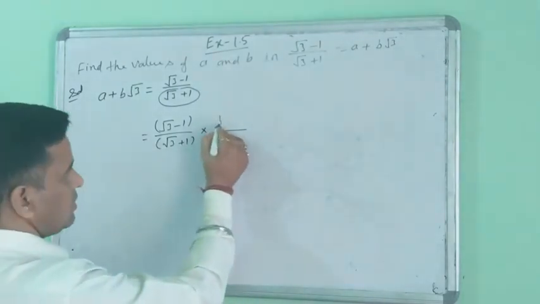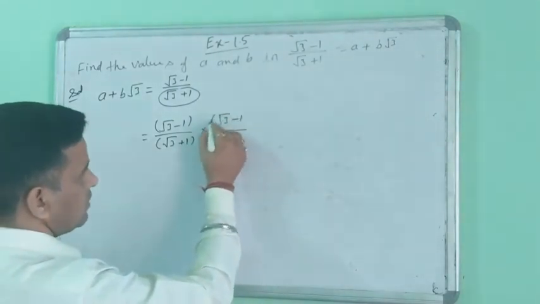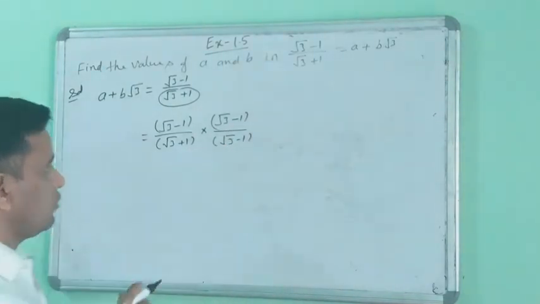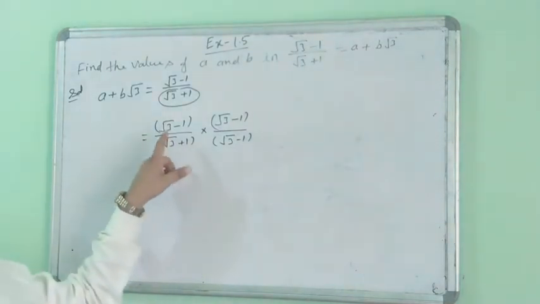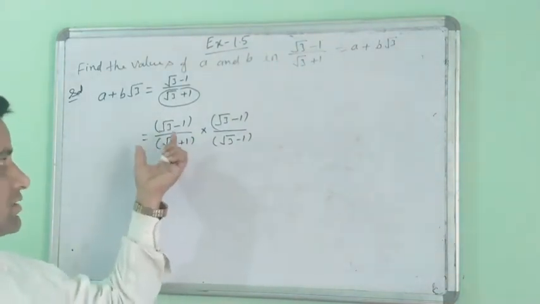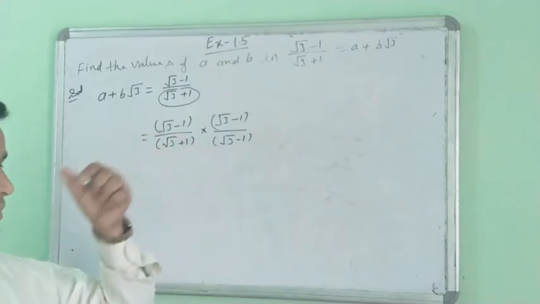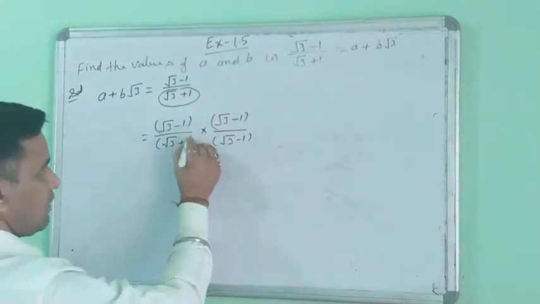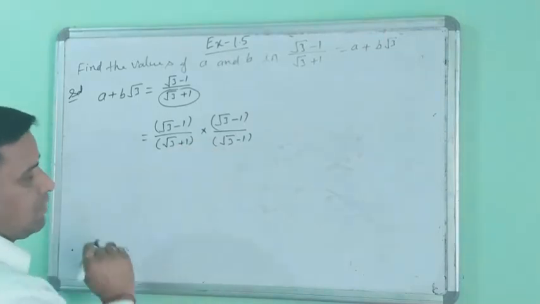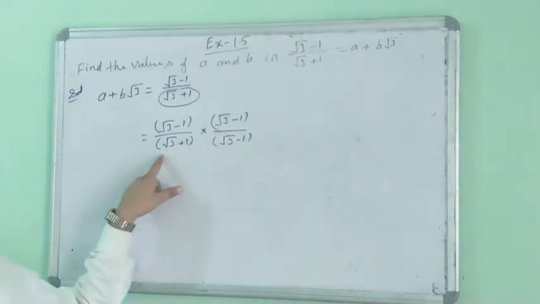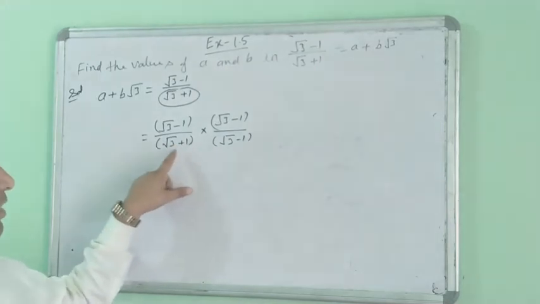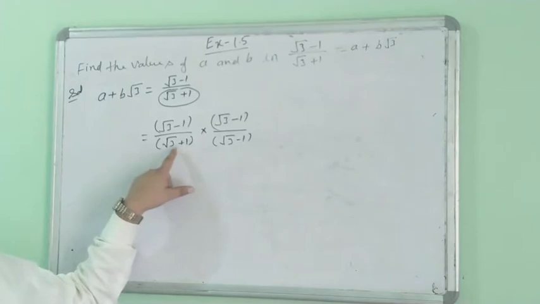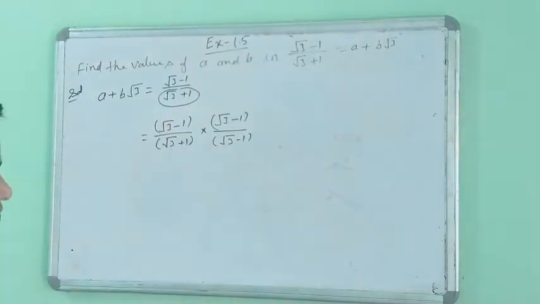Then root 3 minus 1, using the bracket sign here. If you do not use the bracket sign here, then there will be some mistake in the multiplication. You will always use the bracket sign here because you have the binomial form. This is not the monomial form. When you write the monomial form, don't use the bracket. But here binomial form means two terms, 1 and 2. So this is the binomial form, so use your bracket sign.